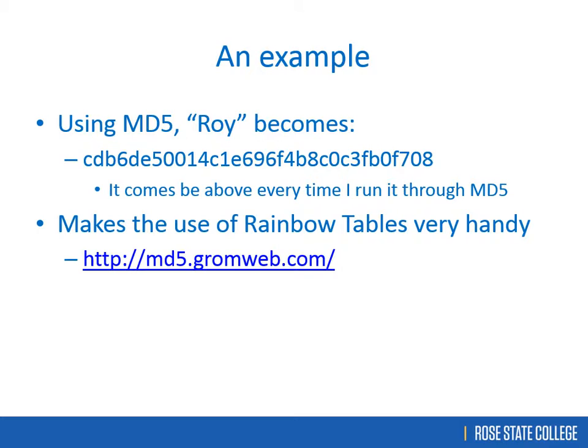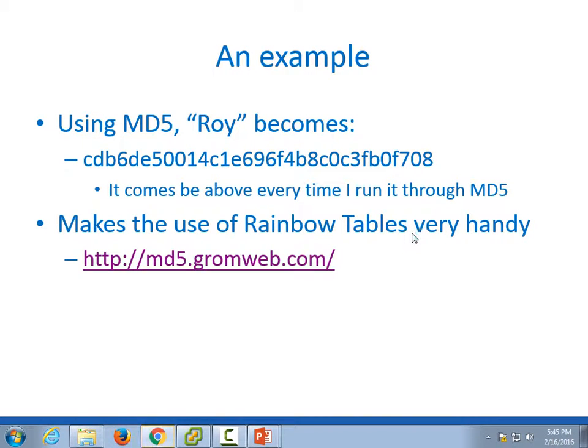So let's walk through a little bit of a demo here. If I used MD5 and I hashed the word Roy, I would get that hash. Okay? I could do it a million times, and no matter what, without salt, that is the hash for Roy. So I'm going to go to this website here, which you guys can play with if you like. The odds of you finding any of this homework on there are negative zero. It's even worse than zero.